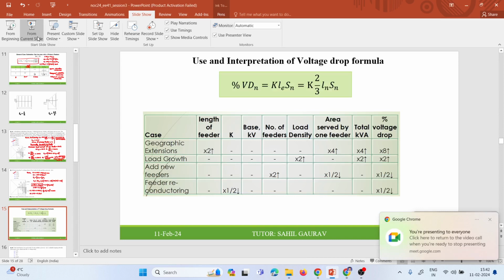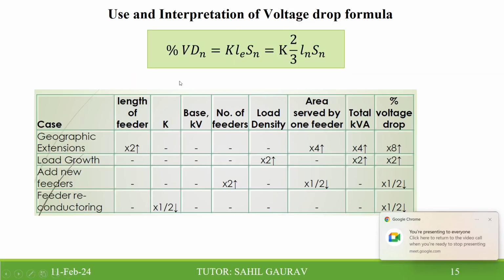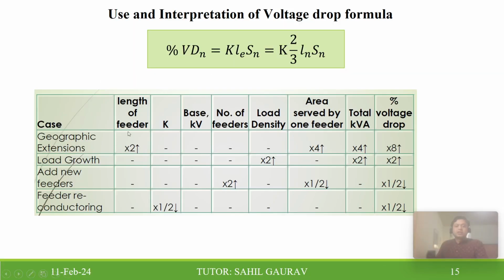So from this table, we see the effects of the length of feeder, number of feeders, and load density on the area served by one feeder, total kVA and percentage voltage drop. If the length of the feeder gets double, then the area served by one feeder gets 4 times, total kVA gets 4 times, and percentage voltage drop will get 8 times.